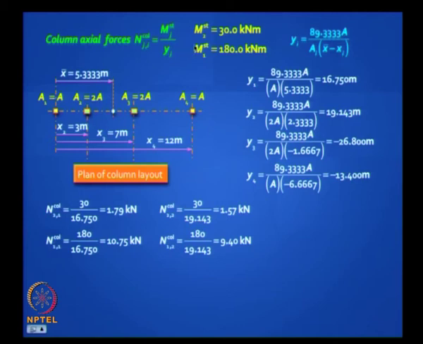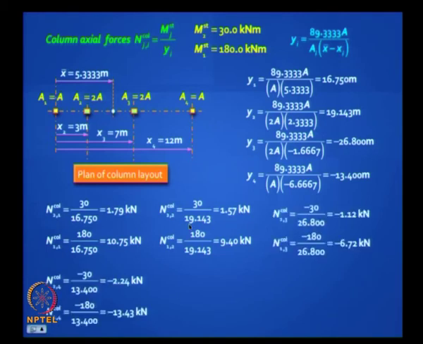The moment at each story is known, so you divide it by the appropriate value of y, and you get the force in the top column and the bottom column for the extreme windward column, for the next column, and the next column. These are simple calculations too, but they take a little time. So you have got the column axial forces.